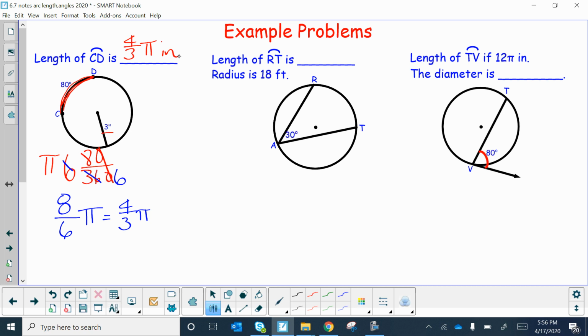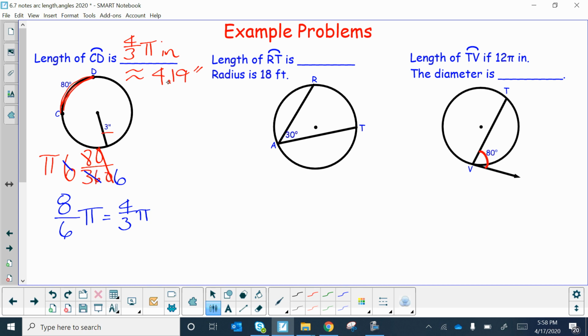Now, if it said to give the estimate, which probably sounds a little bit better, then you would need to get the calculator and do that. So let me get my calculator. 4/3 times pi is about 4.19 inches. Okay, so 4.19 inches.